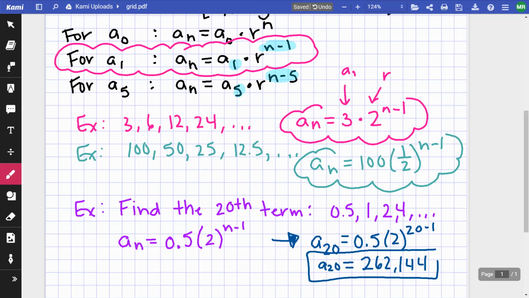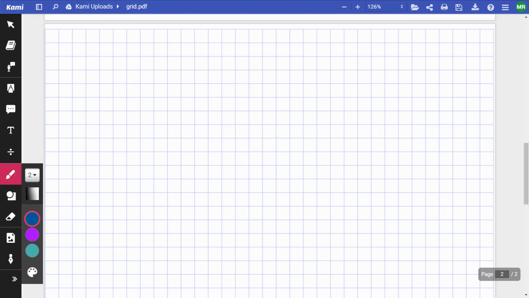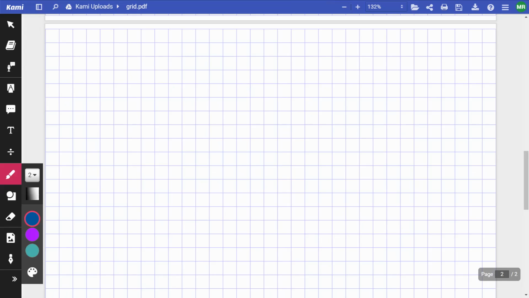Okay, so next idea, we're going to move into series. So this next set of notes is going to be dealing with geometric series. So geometric series. And so this is when we're taking a geometric sequence, which is generated by multiplying, but I'm going to add the pieces together.